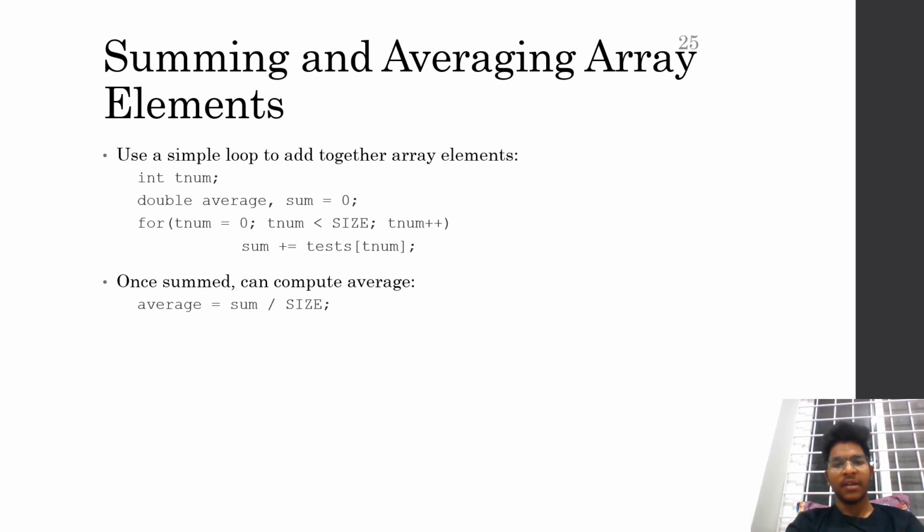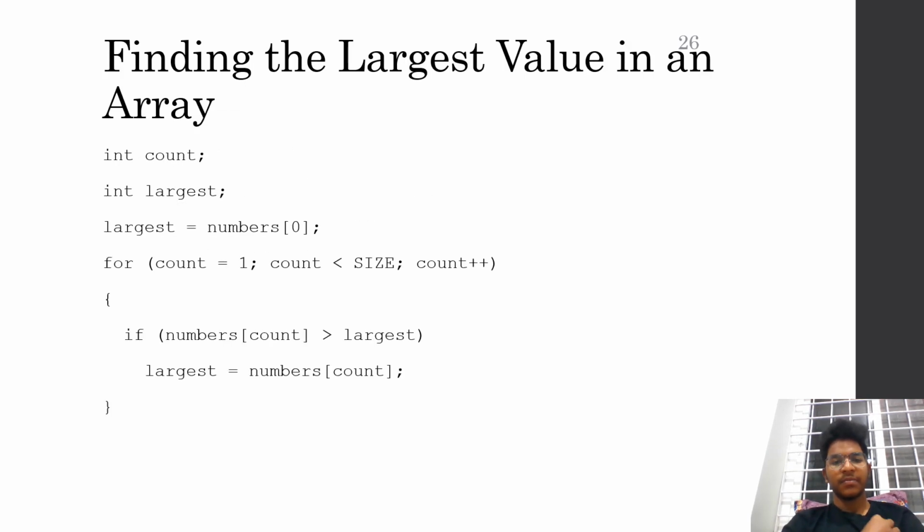Summing and averaging array elements. You can use a loop to add together array elements. Once you have the sum, you can compute the average. Finding the largest value in an array: int count, int largest = numbers[0]; for count = 1; count is less than SIZE; count++; if numbers[count] is greater than largest, largest = numbers[count].